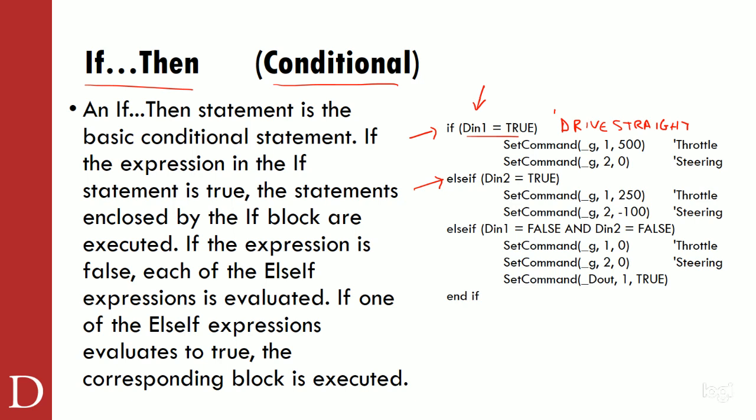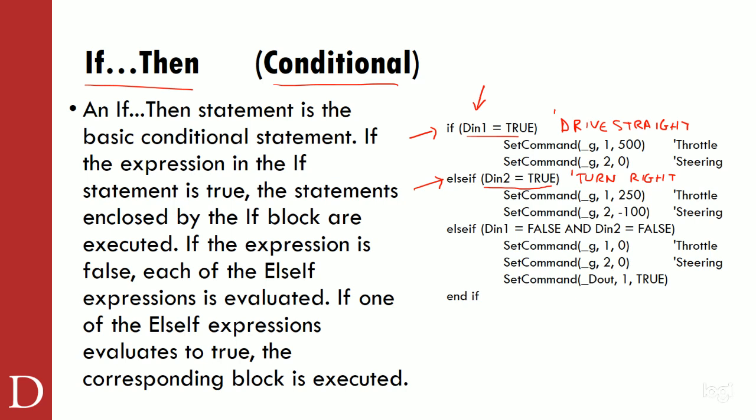If digital input 2 is true, then I'm going to set my throttle to 250 and I'm going to start turning to the right with negative 100. So that's another thing I can do. So if digital input 1 is on, I drive straight. If digital input 2 is on, I turn right. Okay? And now these nest together is what they do. So let's say that digital input 1 is true, I'm driving straight, and then it's no longer true. Now I look and see, is digital input 2 true? Oh, it is? Okay, let's turn right.